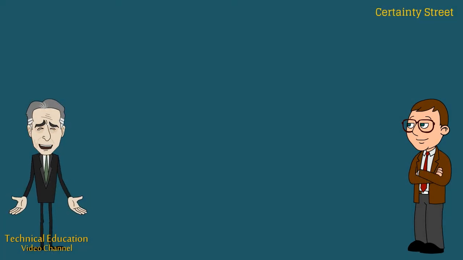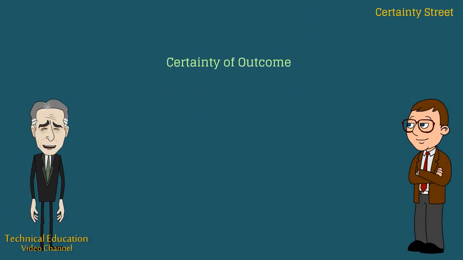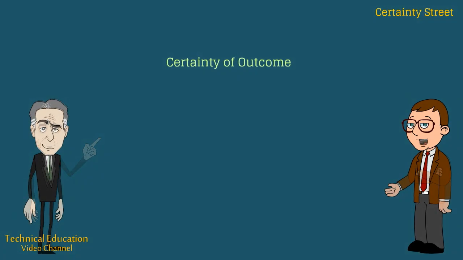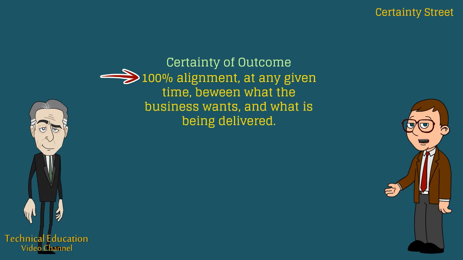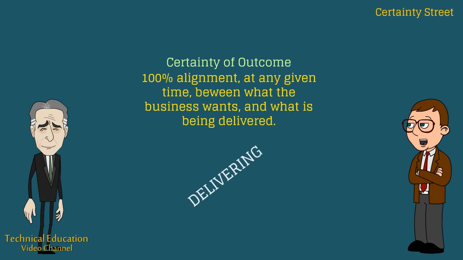And now we discuss certainty of outcome. That is, the degree of alignment, at any given time, between what the business expects and what we are actually delivering. True certainty, of course, would be a 100% alignment between expectation and outcome. And the term delivering is an important one, because the delivery process takes as long as the project, and we are only in the conception stage right now. And the delivery process starts right here, in the concept stage of the job.